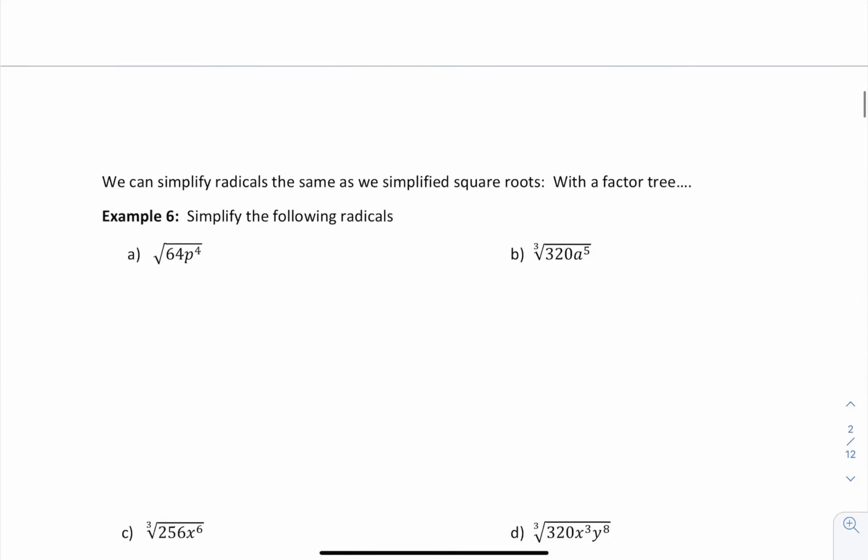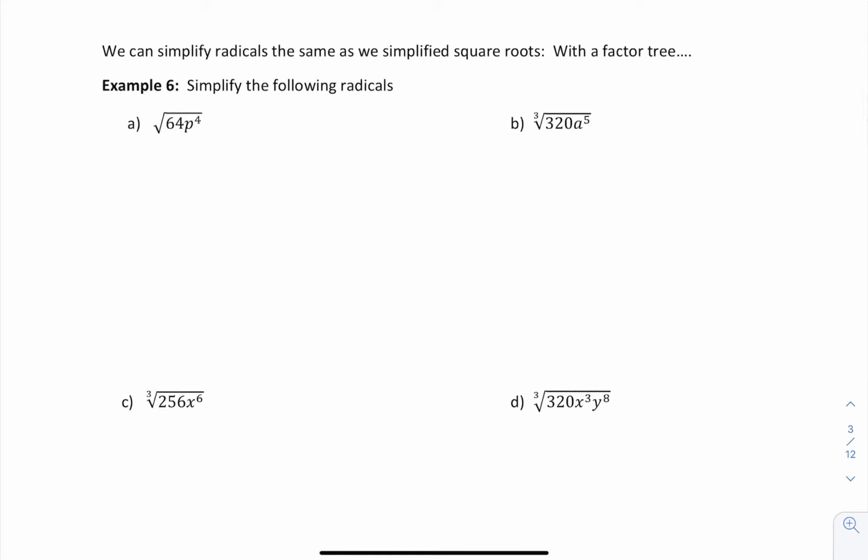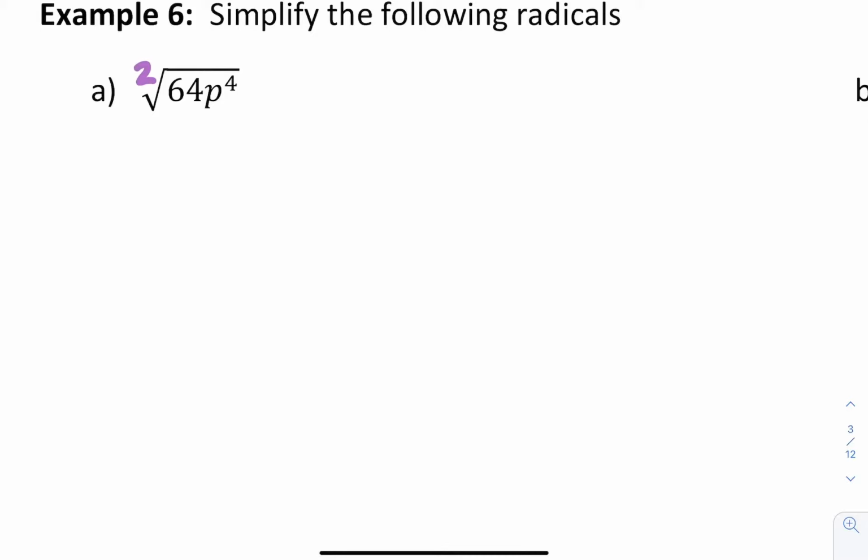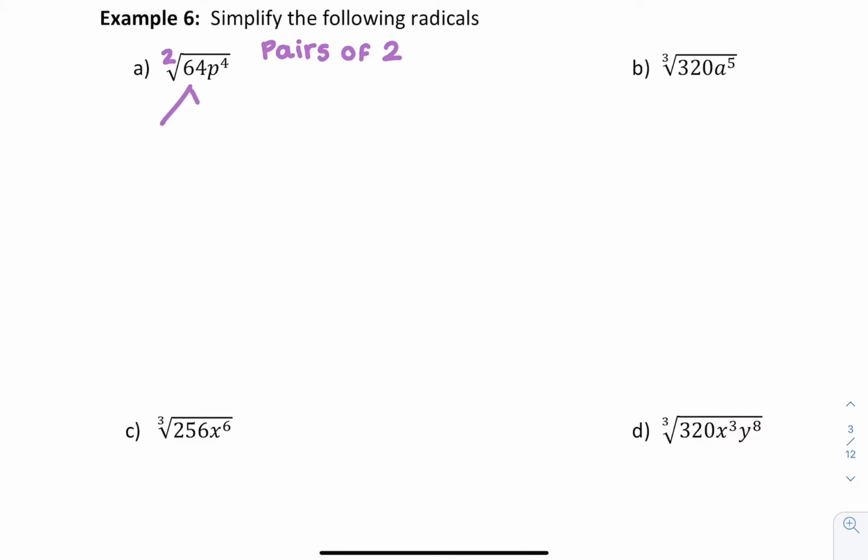But we can also simplify radicals the same way we simplified square roots. Remember when we used a factor tree and then we looked for things to go on dates that kind of paired up together and got to leave? We're going to do the same thing here, but with different pairs. So for an index of 2, we're going to end up looking for pairs of 2. So let's try to rewrite this. 64 is 8 times 8, which is 2 times 4, 2 times 4. And I circle my primes.